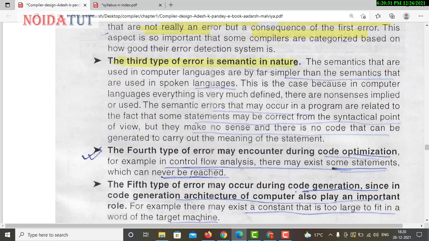The third type of error is semantic in nature. Semantic means meaning. The semantics used in computer languages are by far simpler than the semantics used in spoken languages. This is the case because in computer languages everything is very much defined. There are no nonsenses implied or used. The semantic errors that may occur in a program are related to the fact that some statements may be correct from the syntactical point of view, but they make no sense and there is no code that can generate it or carry out the meaning of the statement.